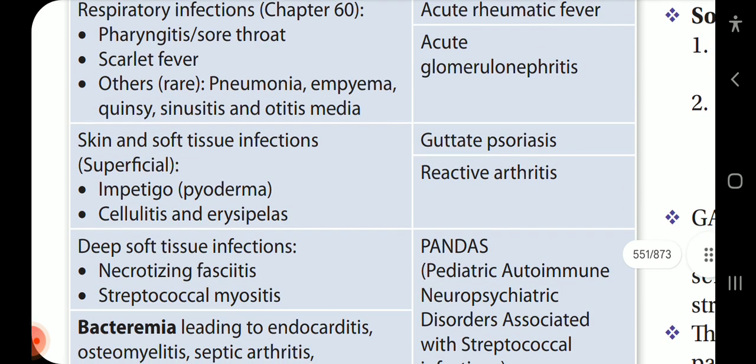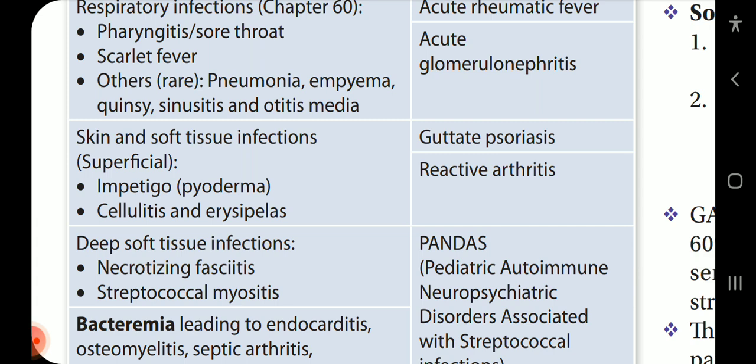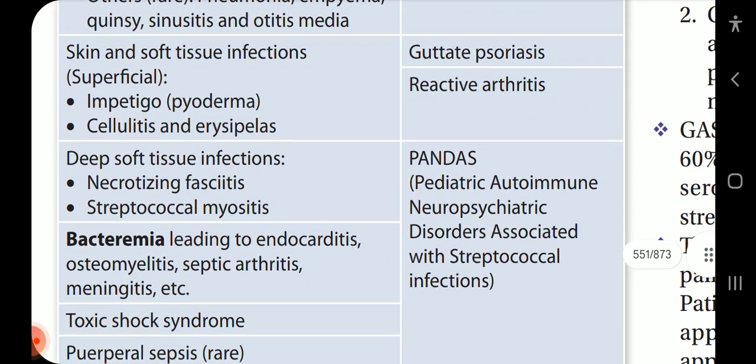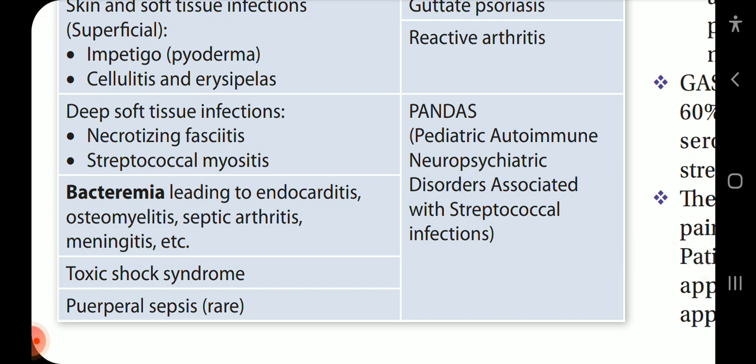The skin infections in suppurative include impetigo, pyoderma, and cellulitis and erysipelas, while in the non-suppurative they include guttate psoriasis and reactive arthritis. The deep soft tissue infections in the suppurative include necrotizing fasciitis, streptococcal myositis, bacteremia leading to endocarditis, osteomyelitis, septic arthritis, meningitis, etc., toxic shock syndrome, and pleural sepsis, which is rare. While in the non-suppurative, it includes PANDAS, pediatric autoimmune neuropsychiatric disorders associated with streptococcal infections.